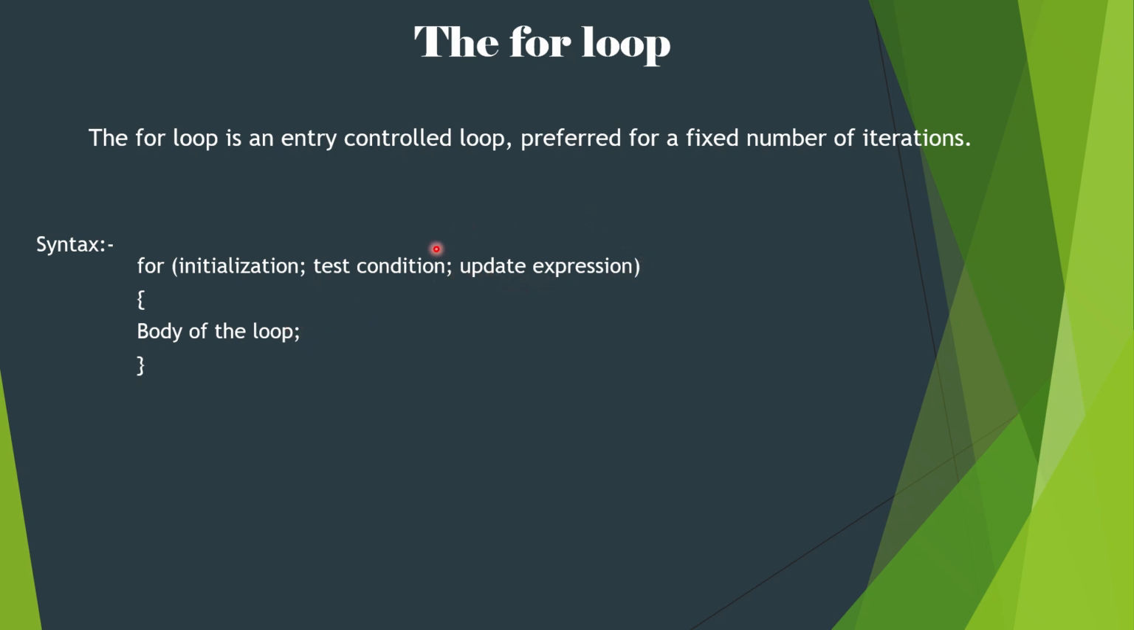Update expression is used to change the initial value of the loop, and the body of the loop is the set of statements that is to be repeated. Now let us see one example.